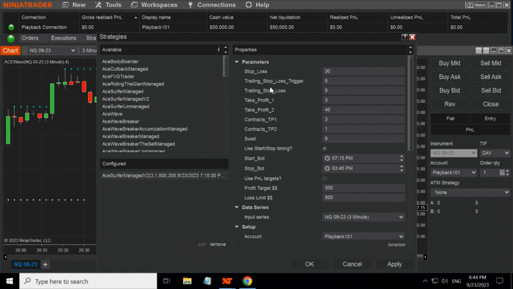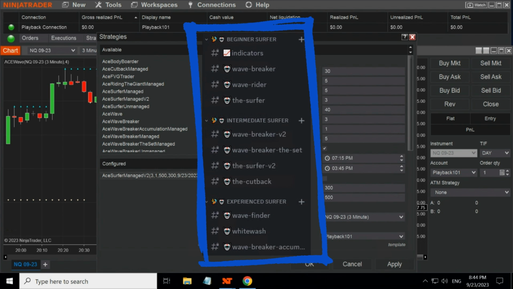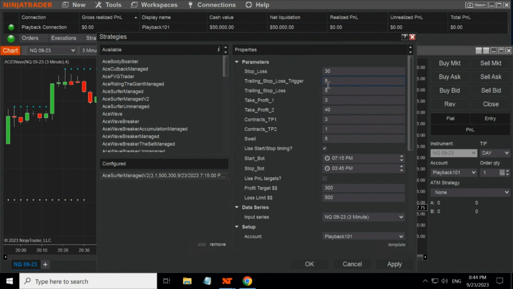So I'm going to pause now for a second and show you a picture of our Discord, which includes all our bots at the 3 different levels. You can see today we're going to look at that intermediate bot. So this version 2 still has some similar parameters.